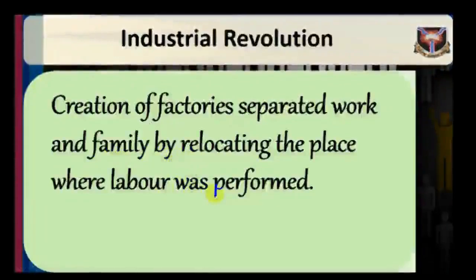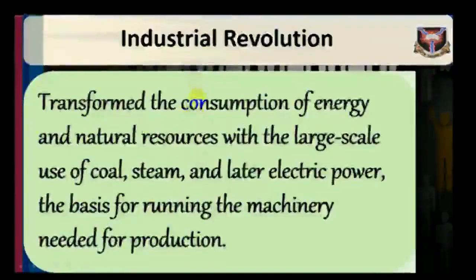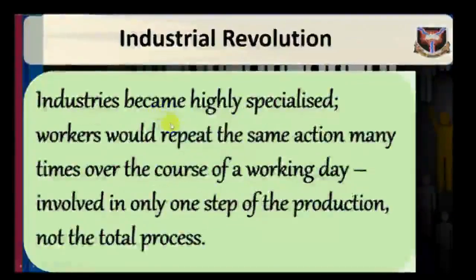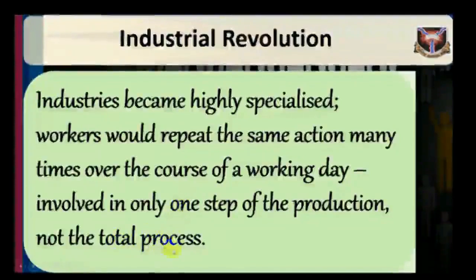The Industrial Revolution also transformed the consumption of energy and natural resources with the large-scale use of coal, steam, and later electric power, the basis for running the machinery needed for production. Industries became highly specialized. Workers would repeat the same action many times over the course of a working day, involved in only one step of the production, not the total process.